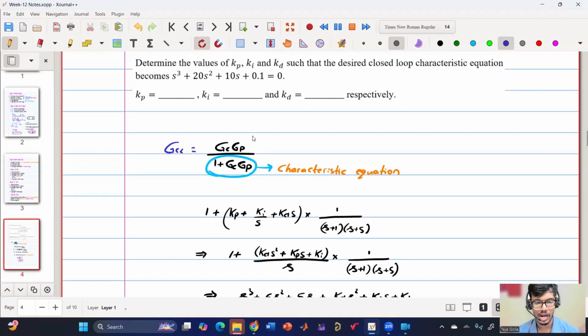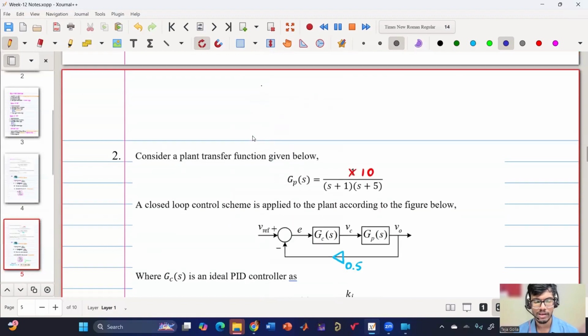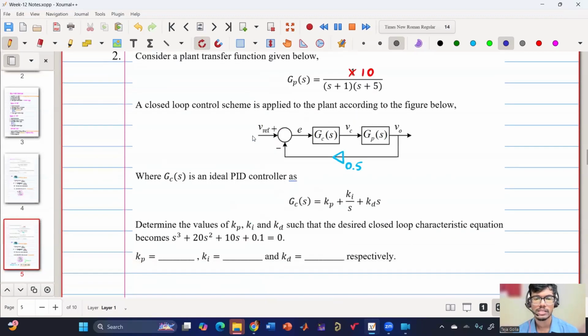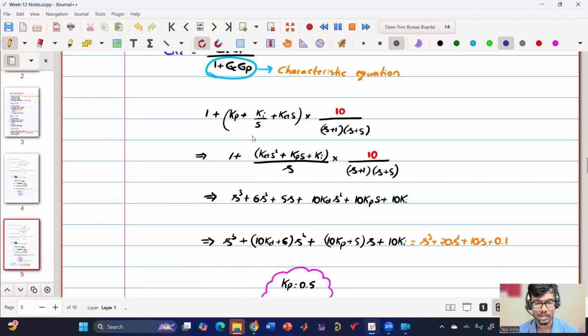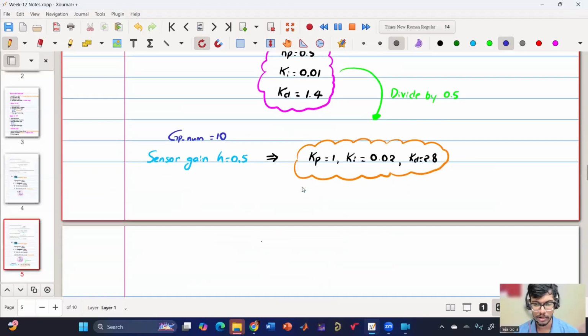So we have calculated the characteristic equation and then compared to get the KP and KD values. And then we have seen if we multiply by some gain, then the gains have to be divided by that gain. So if we multiply by 10, then the gains are divided by 10. Then if we multiply by 0.5, we have to divide by 0.5, or multiply by 2.